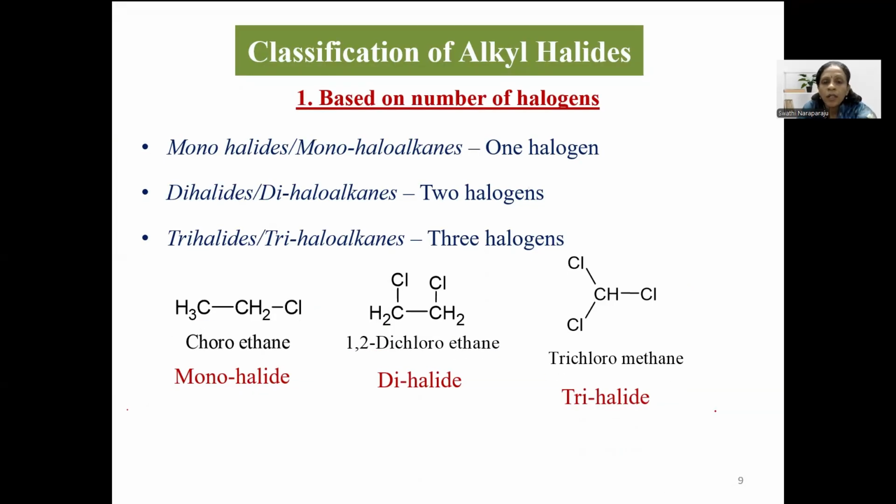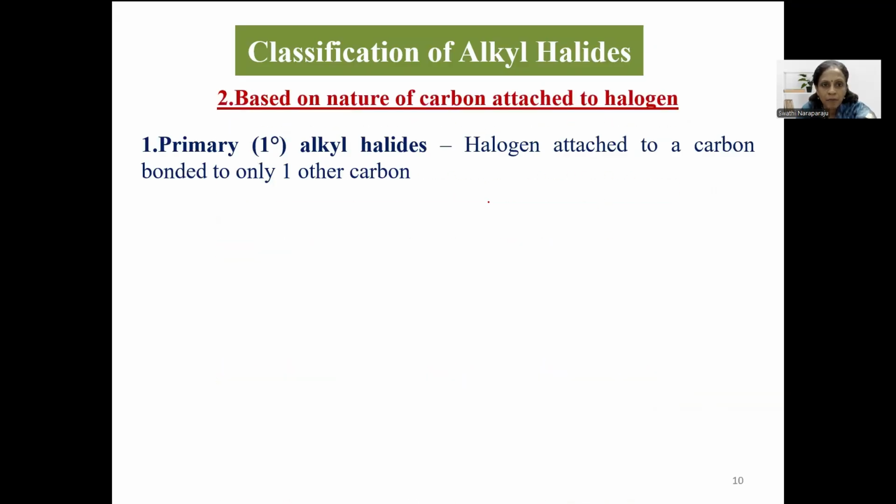So this is how, depending on the number of halogens present in the molecule, alkyl halides are classified into mono, di and trihalides. Further, these monohalides are classified into primary alkyl halides, secondary alkyl halides and tertiary alkyl halides depending on the nature of carbon atom to which the halogen is attached. Now let us consider those details. So the first one is primary alkyl halide. So in this alkyl halide, halogen is attached to a primary carbon.